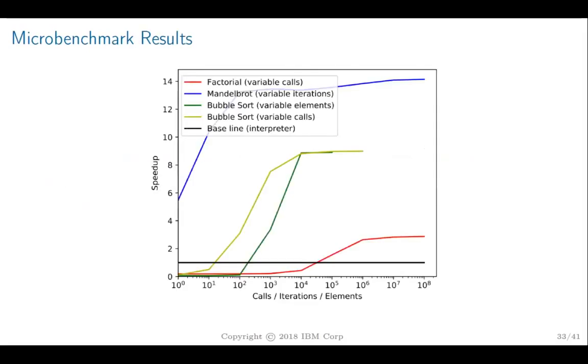So as you can see, for instance, for Mandelbrot, which is the blue line there with a variable number of iterations, we're basically always beating the interpreter. But for certain other things like bubble sort with a variable number of elements, sometimes it's not actually worth it to do the JIT compilation because it does take time, and the benefits we gain from it just aren't enough. But over time, we do always beat the interpreter.